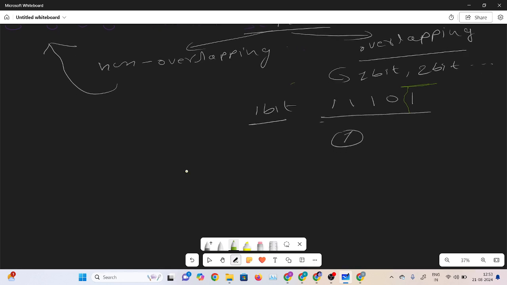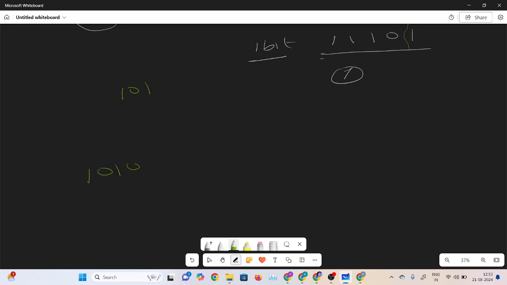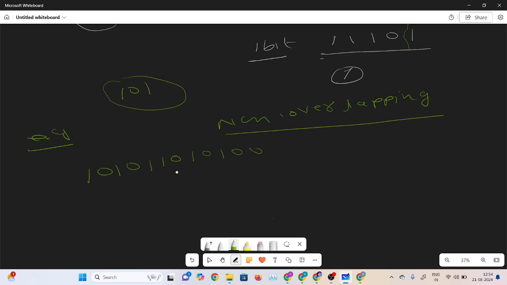Simply, I am telling one example. Suppose I need to detect this sequence 1, 0, 1, and I am writing 1, 0, 1, 0, 1, 1, 0 and 1, 0, 1, 0, 0. I am taking the non-overlapping case. So we need to detect the 1, 0, 1 sequence.